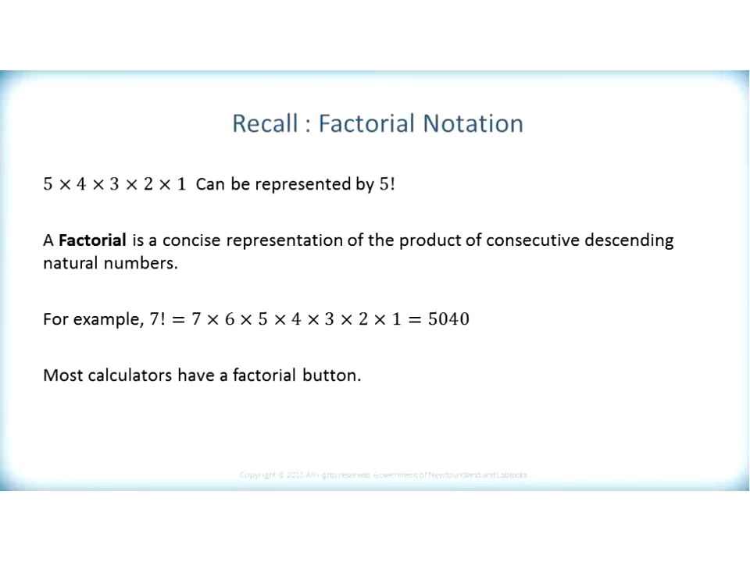Recall that factorial notation, 5 times 4 times 3 times 2 times 1 can be represented by 5 factorial, and 5 factorial is a concise representation of the product of consecutive descending natural numbers. 7 factorial, 7 times 6 times 5 times 4 times 3 times 2 times 1 is 5040. You could also evaluate factorials using the factorial button on your calculator.